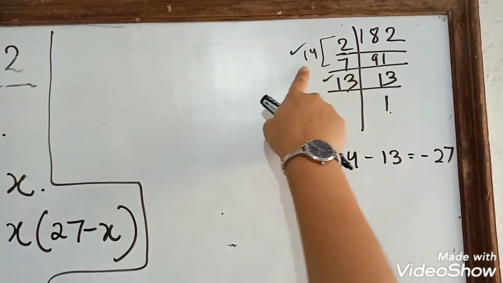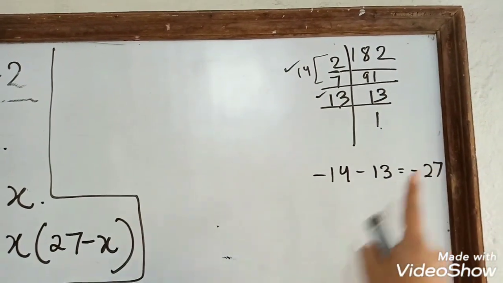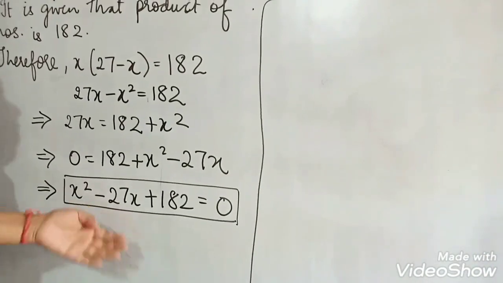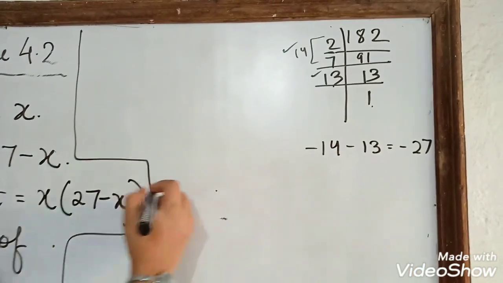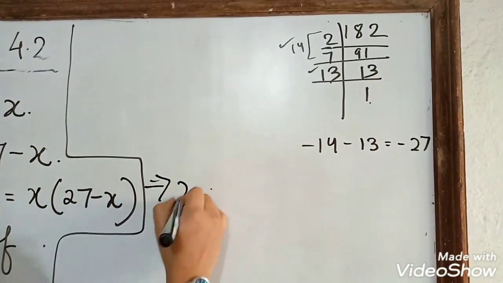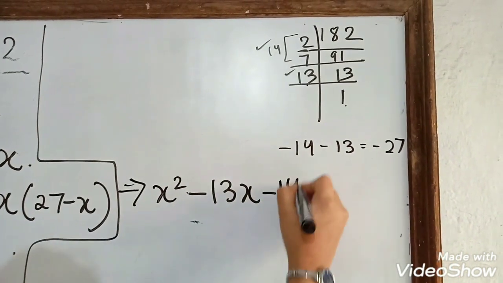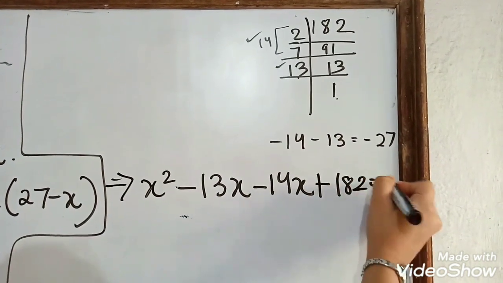So 7 2s are 14. We all know 14 plus 13 will give you 27. But over here in the equation this is minus 27. So this will be minus 14 minus 13. So let us split the middle term over here. This will be x squared minus 13x minus 14x plus 182 equals 0.